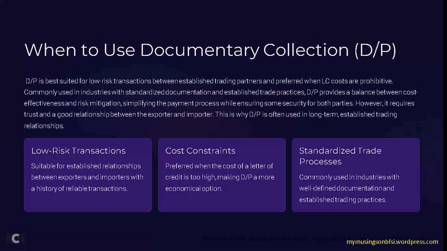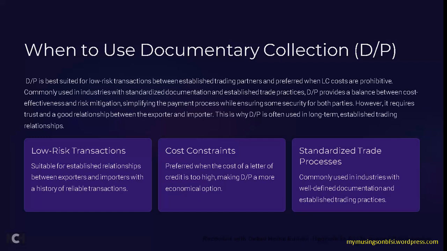These are used in sectors where the documents are pretty standard: the BL, the invoice, the certificate of origin, the packing list, whatever you normally need to have to collect the goods. And then the DP collection balances cost effectiveness versus risk mitigation. It reasonably mitigates the risk at a reasonable cost.